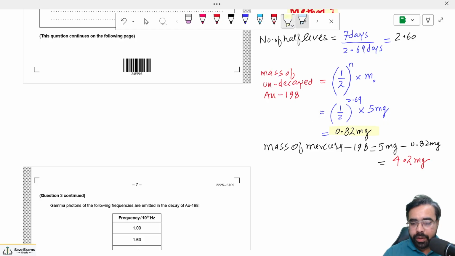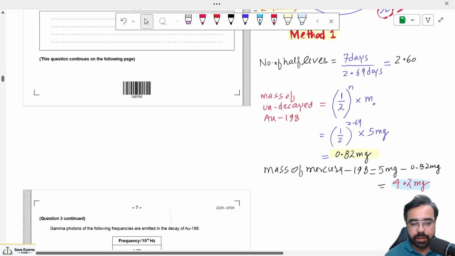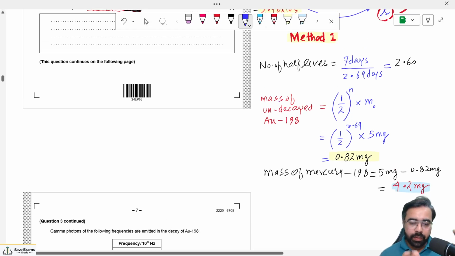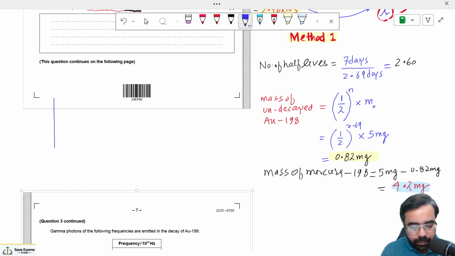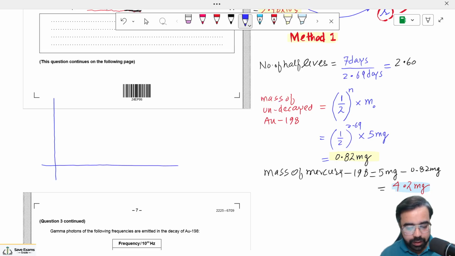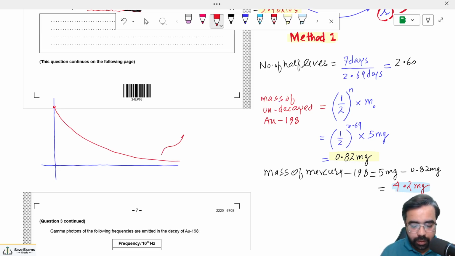Now we are heading to the next method, which is specifically for HL students. If we draw the graph right now, the mass of the gold will decrease following this curve. You know very well that the equation for this is m equals m0 e raised to the power negative lambda t, where t is the time that is given, 7 days.